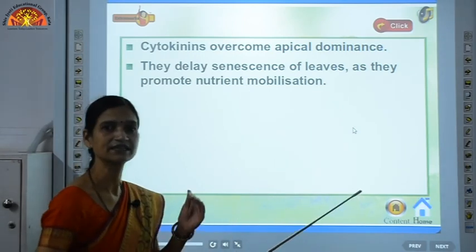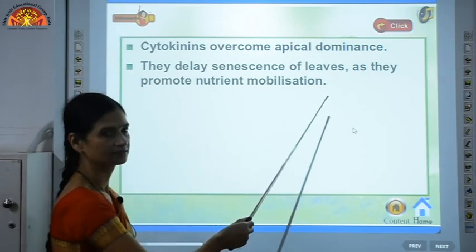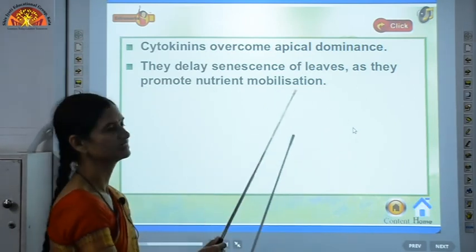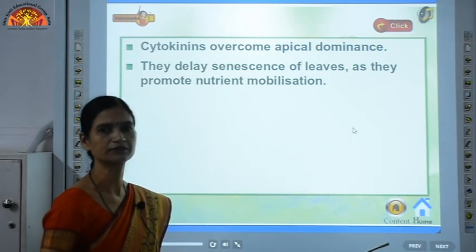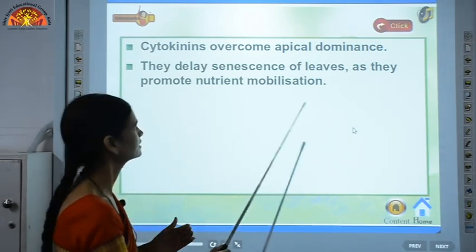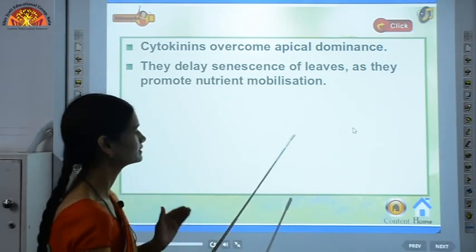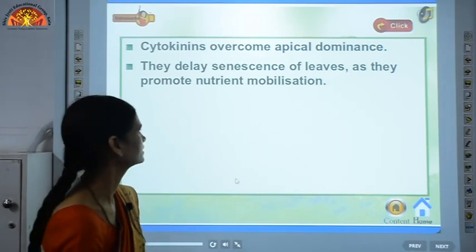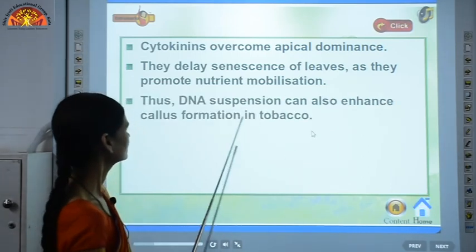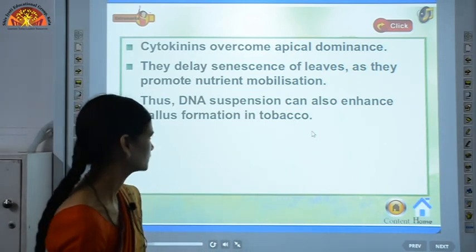They delay senescence. Senescence means aging को रोकता है, तो they delay senescence of leaves as they promote nutrient mobilization. Nutrients को transferring from one part of the plant to another. It is done with the help of leaves. So senescence of leaves will be stopped या delay कर दिया जाएगा, so that the leaves remain on the plant for a longer time. Thus DNA suspension can also enhance callus formation in tobacco.